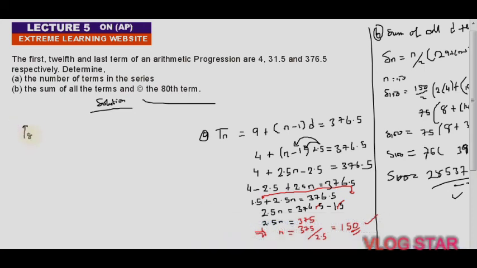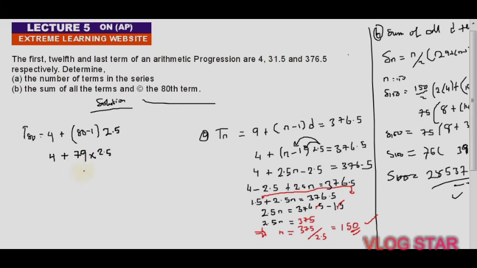So now let's have it here. When we talk about the 80th term, it's still about the nth term, right? That is T of 80 is now equal to the first term. We got the first term to be 4 plus, n is now 80 minus 1, close bracket, times the common difference. We got the common difference earlier to be 2.5. So this is what we have. Now from here we have 4 plus, 80 minus 1 is 79, multiplied by 2.5.